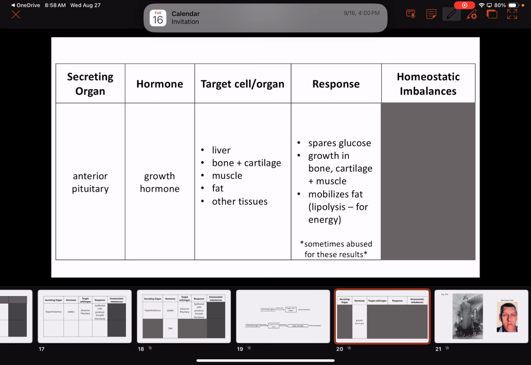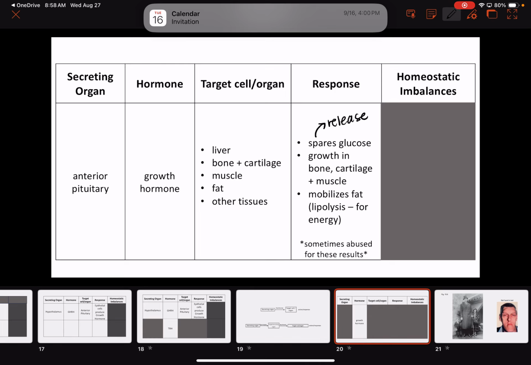So when growth hormone targets the liver, it does so to spare glucose. What that means is that it releases glucose to the body. Because what is glucose used to make? ATP. You need lots of ATP in times of growth. Okay, so it targets the liver to release some extra sugar into the bloodstream so that your cells can use it as they grow.